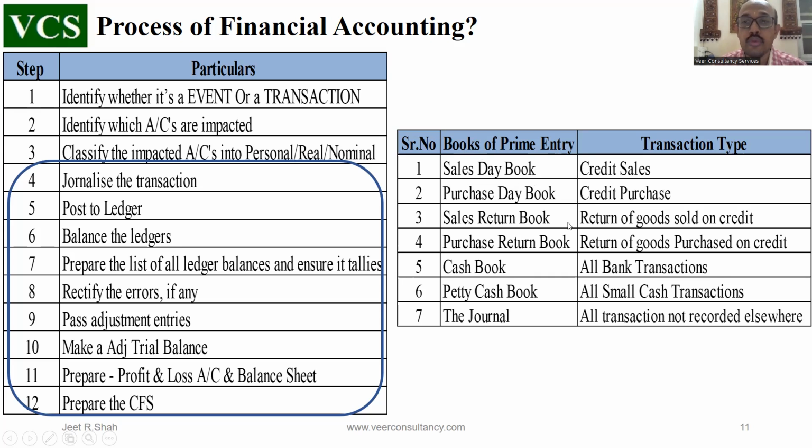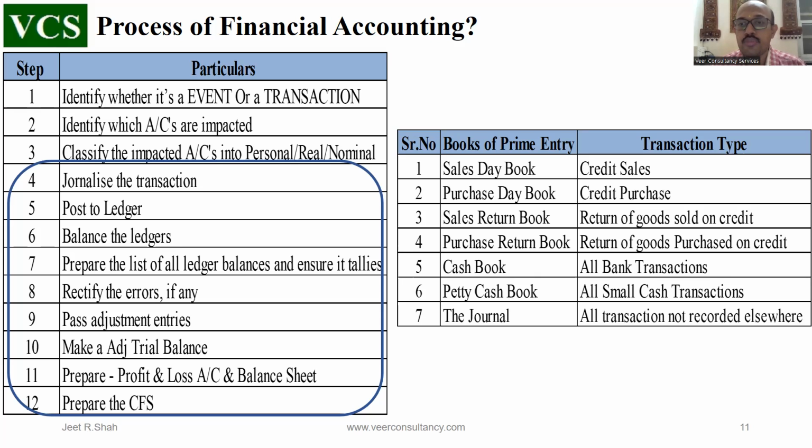Then we have the sales return book. The return of the goods sold on credit is shown in the sales return book. Then purchase return book में क्या दिखता है? Return of goods purchased on credit. Then you have the cash book जहाँ पे all cash and bank transactions take place. जहाँ पे cash means hard cash as well as the bank movement. कहाँ पे track होता है? Cash book, cash bank book में tally होता है, record होता है.